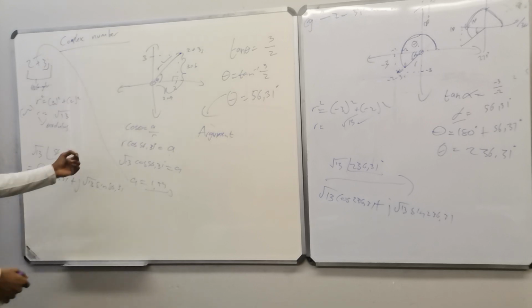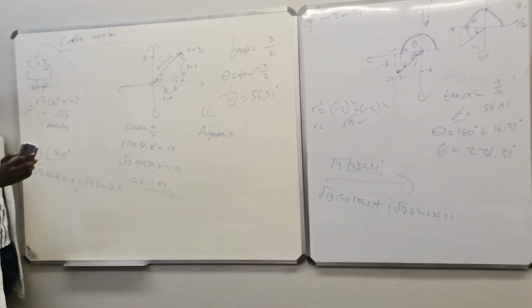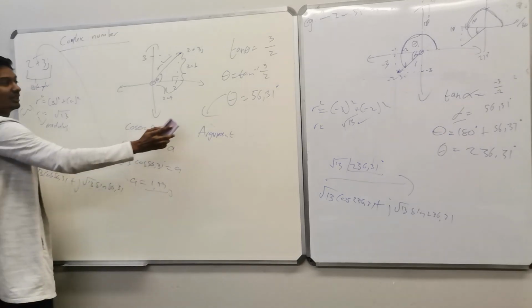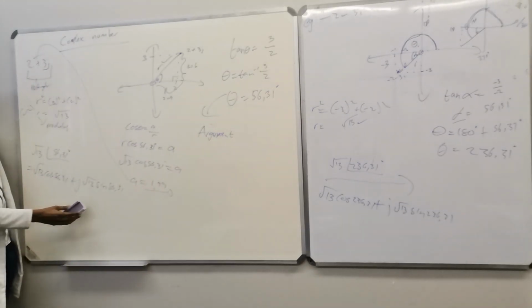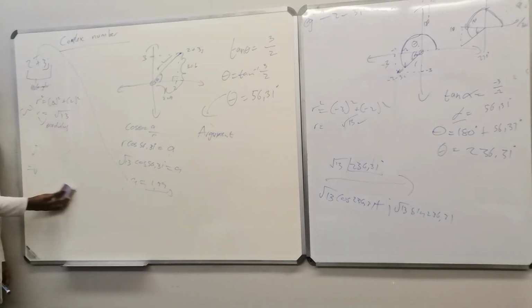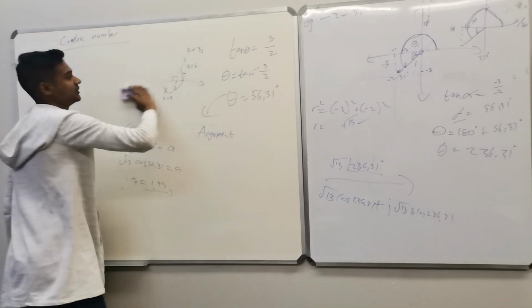Okay, I'm going to wrap this up. Remember, make your definitions: modulus, argument. Calculating r is your modulus. Calculating theta is your argument. Okay, let's do examples.